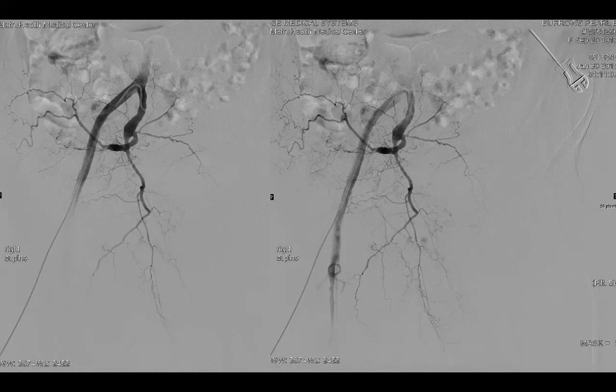Looking at the right image, which is basically the same injection but a couple frames forward, you see contrast refluxing down the external iliac, and suddenly you see, very subtly, the pseudoaneurysm that we saw with the pigtail. So that suggests that the pseudoaneurysm is opacifying from a vessel coming off the external iliac.